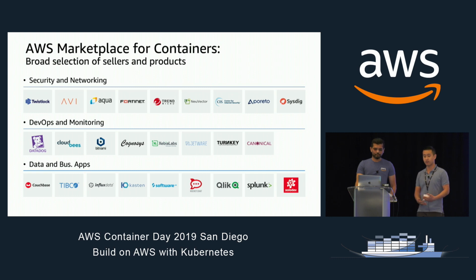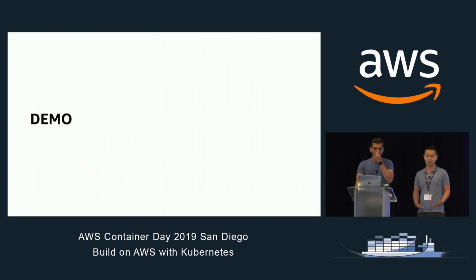There's a real wide selection of products on the Marketplace. Here's a snapshot of what you could use it for. There's products to help you do security and networking on your clusters. There's DevOps and application monitoring products for your applications, and purpose-built business applications and analytics applications that run in containers. So now we'll just jump over to a demo to show you how it all works.